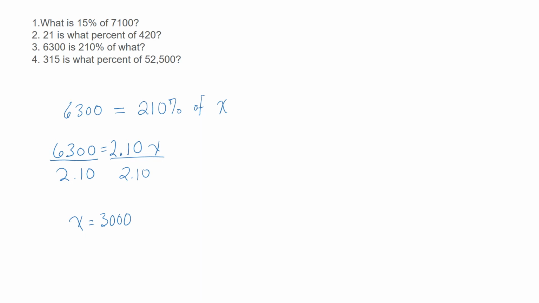Now let's see if this makes sense. 210% means you get as much back, another one back after that, and 10% more. So it's 100% plus another 100% plus 10%. So if I take 3,000, add on another 3,000, and then take 10% of that, which is 300, I get 6,300. So it does check. Makes sense.